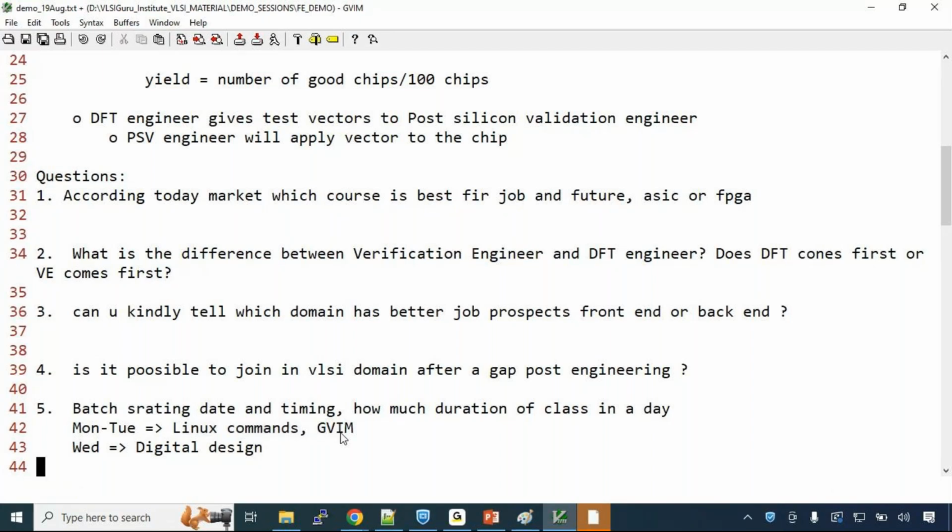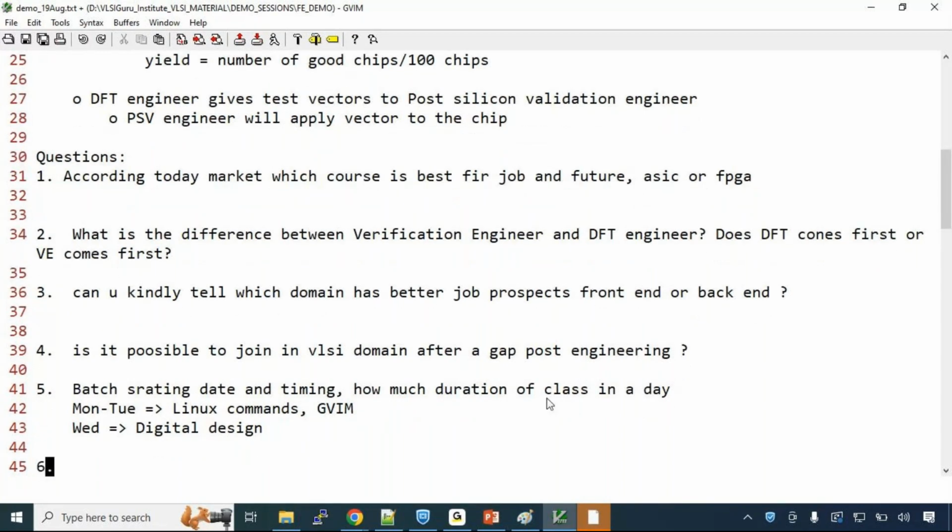Why we do it this way is, we merge even physical design students, DFT students into the same group. Initial 1 month is common for everyone. When you start on Monday, you may see around 40-50 people in this room, because all the people are put into the same batch in the initial 1 month. Next, how much duration is the class in a day? I told you 4 hours, around 4 hours per day.